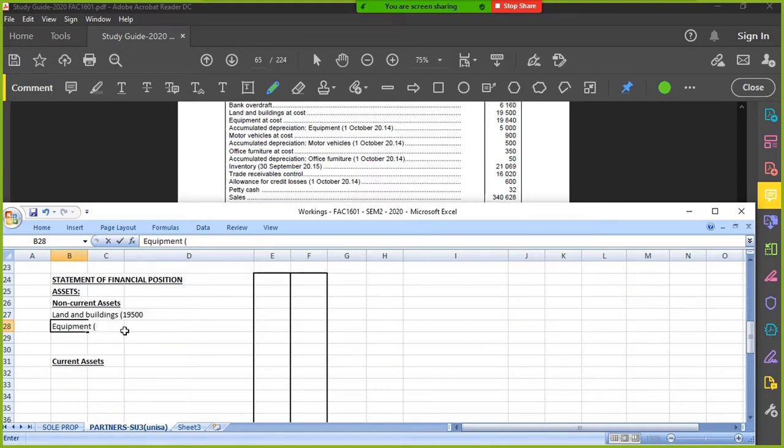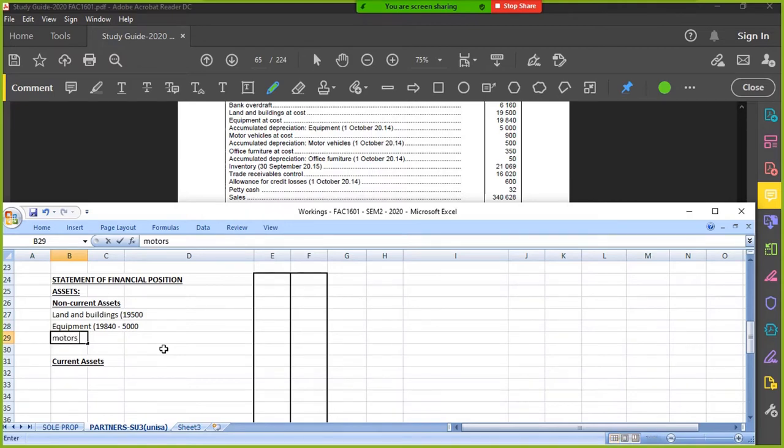Bracket, how much? 19,840. Right, what is accumulated depreciation? Do you remember what this is? Negative asset, good. Okay, it goes against the equipment. Minus, what was it? 5,000.